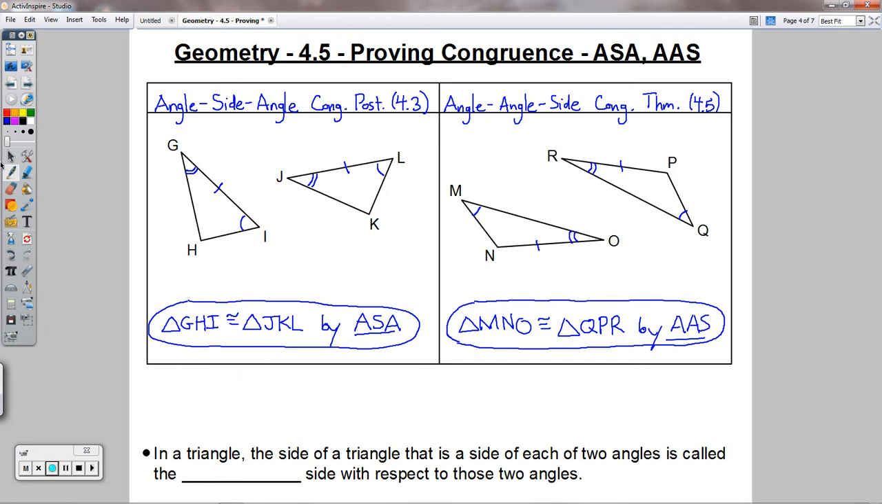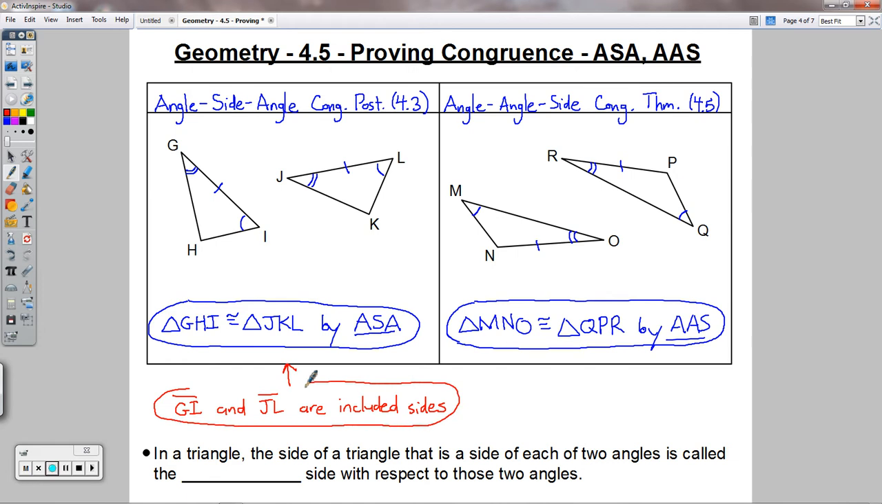And so in this one, I'm going to use a different color for this, just to label that here, that GI and JL are included sides. I suppose if you wanted to make a little note to yourself over here that NO and PR are non-included sides, feel free to do that. I'm just going to say this though for this one.